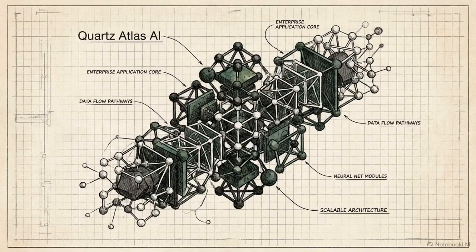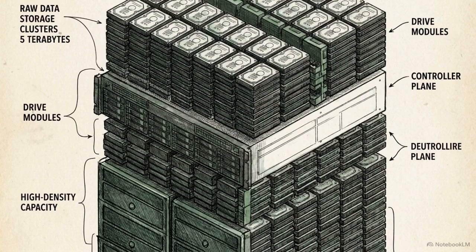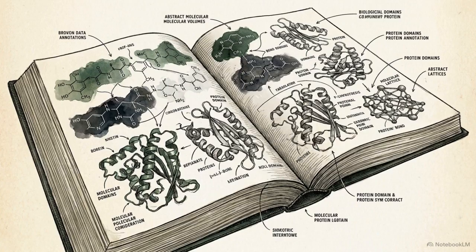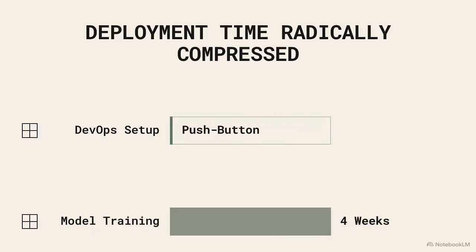We can see this architecture in practice with Deloitte's Quartz Atlas AI. They use the pipeline to accelerate the traditional 10 to 15-year drug discovery timeline. The project involved 5 terabytes of raw multimodal data, consisting of 12 million nodes and 97 million connection edges. Using NeMo and BioNeMo, Deloitte trained custom chemistry and protein language models to map complex molecular relationships. Automated orchestration eliminated 7 to 10 months of manual DevOps work, reducing massive infrastructure setup to a push-button deployment.